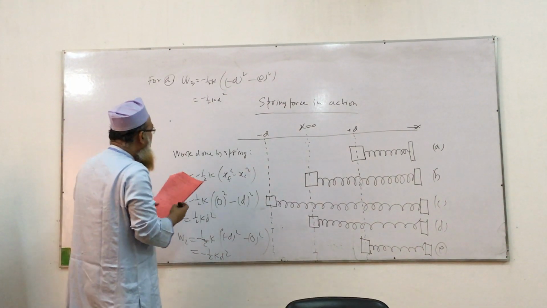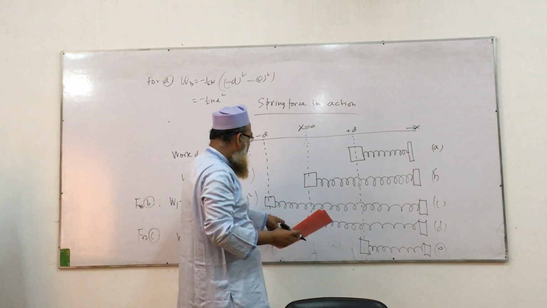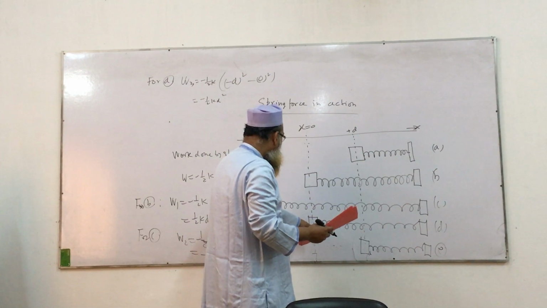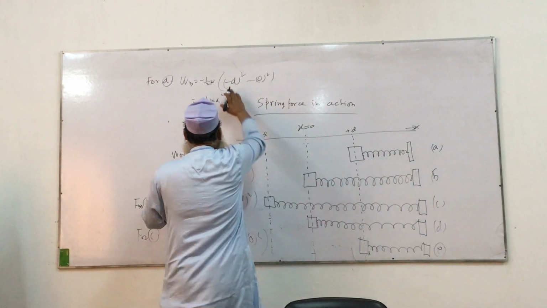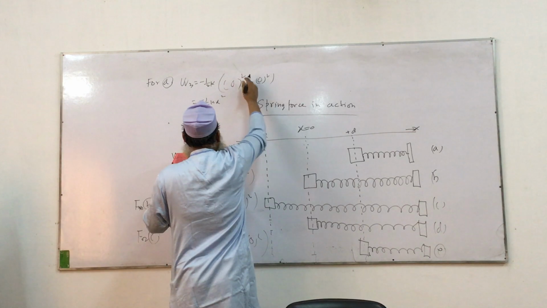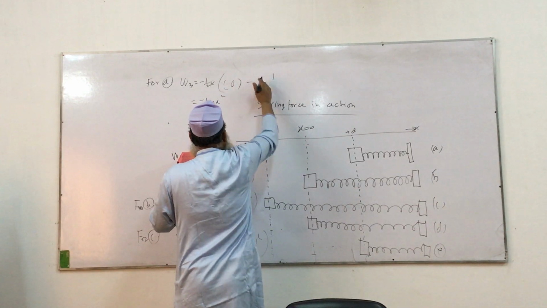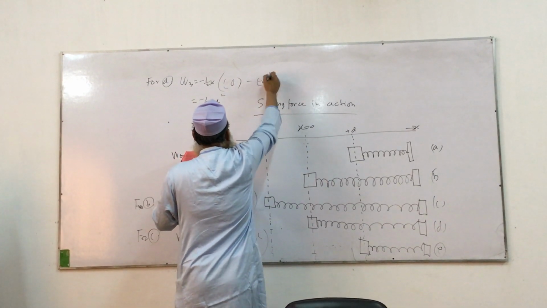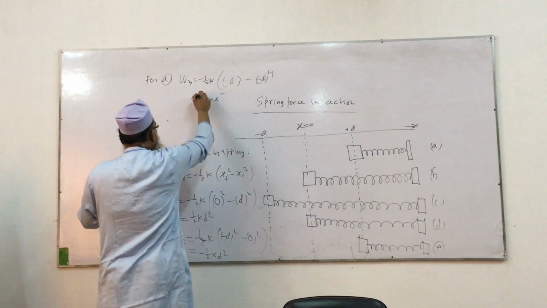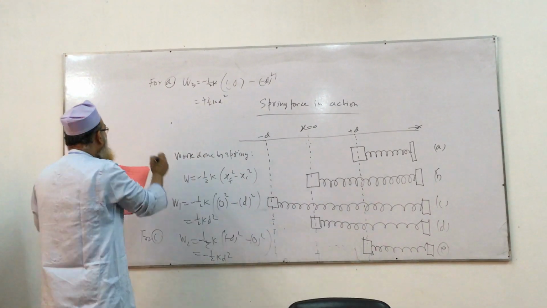What is W3? For W3, the final position is x equals 0 and the initial position is x equals minus d. So minus minus plus half k d square.